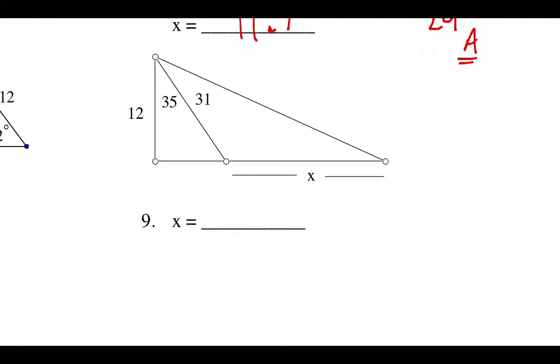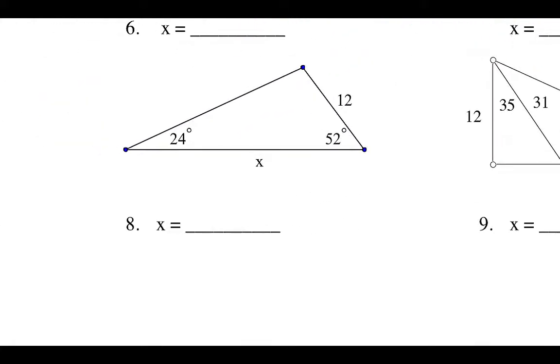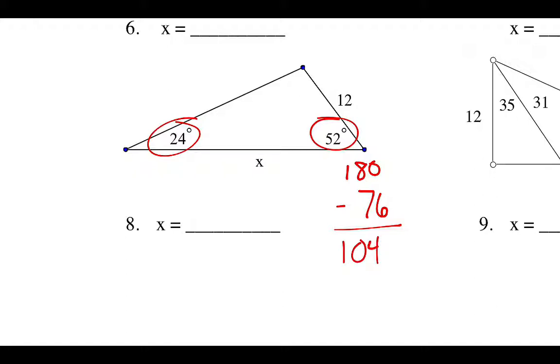Now, problem number 9. Well, let's do number 8, sorry. Problem number 8, again, I don't see a right angle. I could check to see if it is because I've got 52 degrees here, 24 degrees here. That's a total of 76 degrees. So 180 degrees minus 76 is going to leave me a total of 104 left. So I know, in fact, it is not a right triangle.